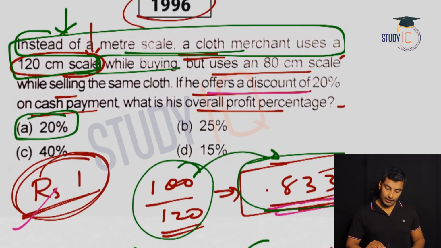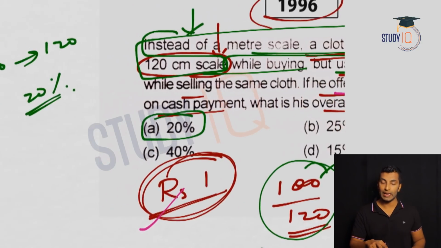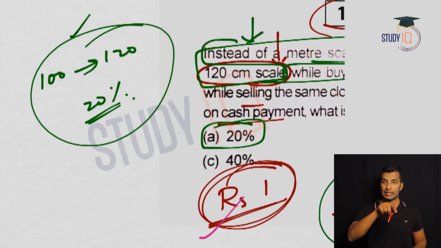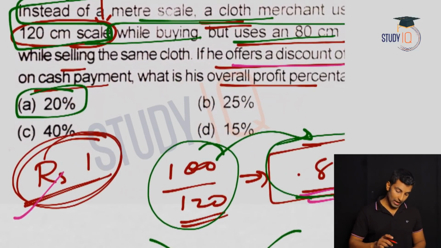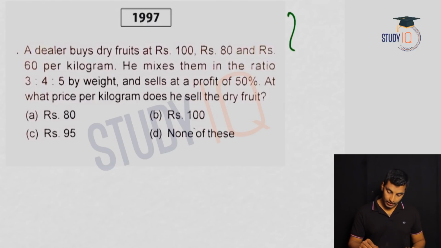Second case, if you look, selling 80 centimeter at the rate of 100 centimeter, but he is giving 20% discount. So selling 80 means actually 20% less only, and 20% discount means both are equal and cancel out. So effectively his profit is coming from the first case, that is 20%. So you'll mark A as the answer. Don't want to do all these things. Okay, take a minute and solve this question.